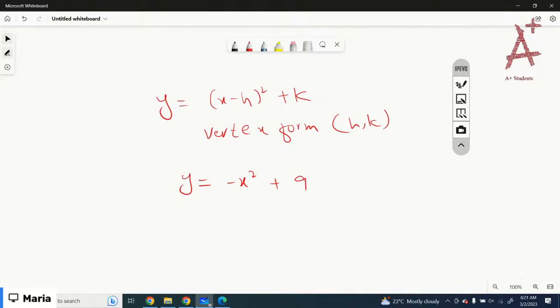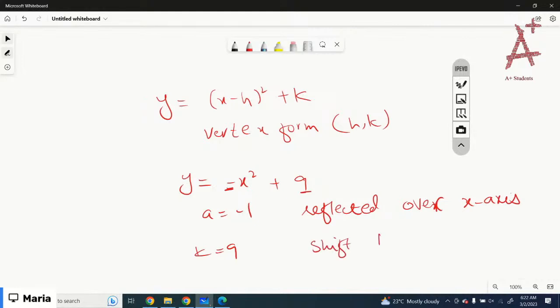So here a is negative 1. Got it? That means the graph is reflected over the x-axis. Then you have k equals 9. That means the graph is shifted 9 units up. Shift the graph 9 units up. These are the transformations applied on the graph. Got it?